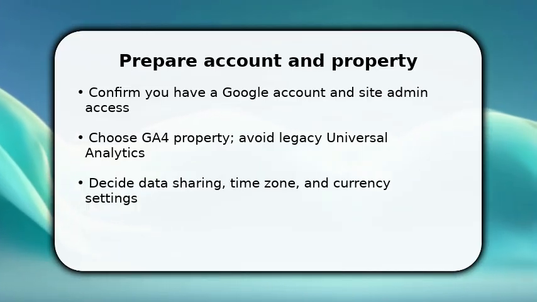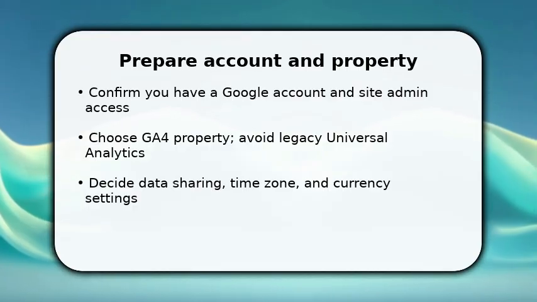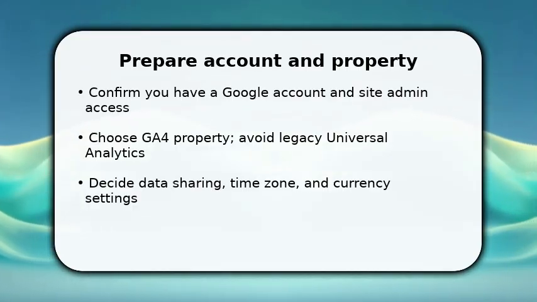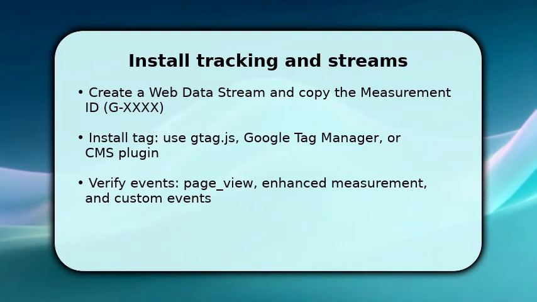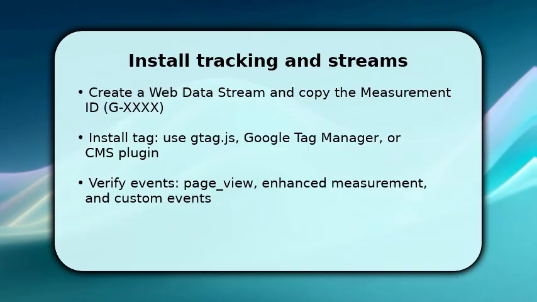Make sure to enable data sharing and measurement settings you want. These control features and integration with other Google products. You now create a web data stream inside the GA4 property and copy the measurement ID that looks like GXXXX.